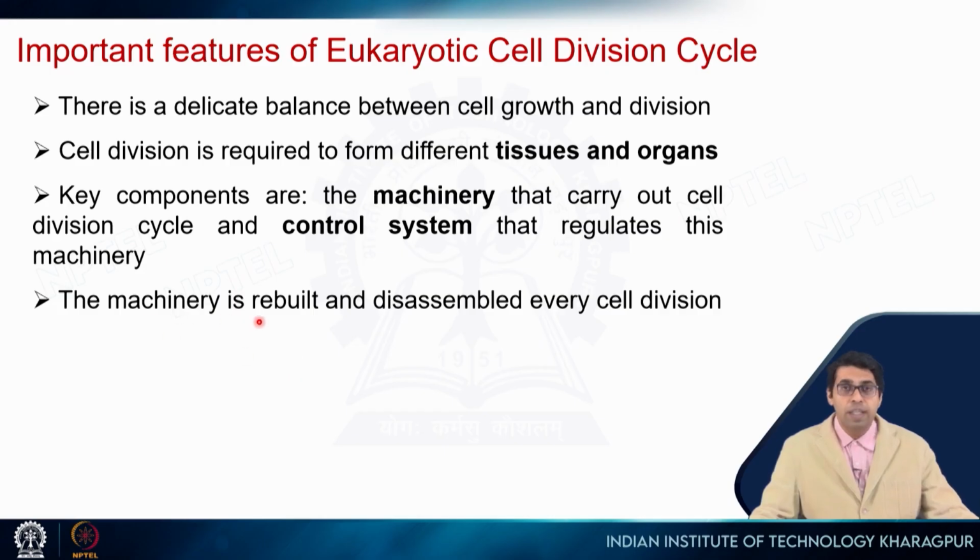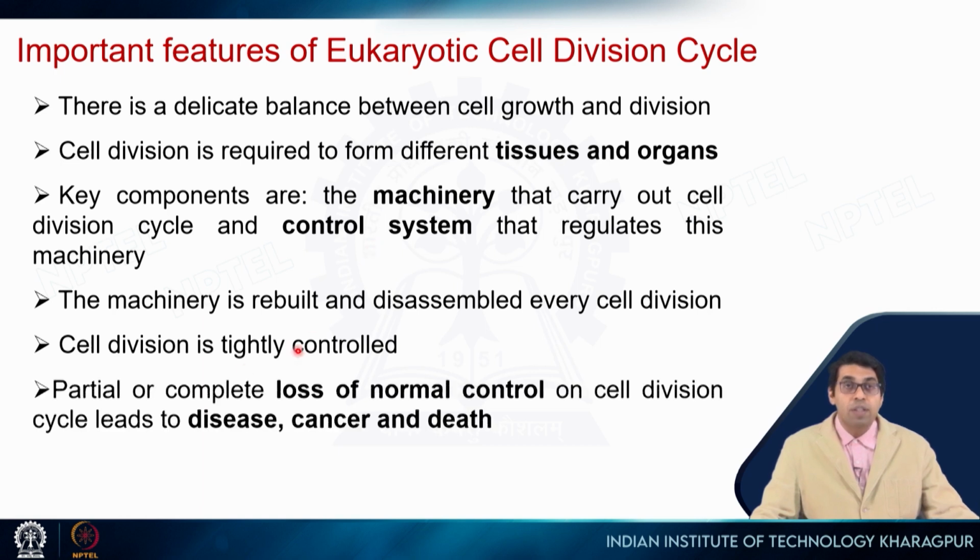We will look at this in detail. This machinery, we will see, is microtubules, kinetochores and other things. These are rebuilt and disassembled every cell division cycle, right. Once the cell cycle is complete, they are disassembled, and when again a particular cell commits to cell division, these will be rebuilt. And of course, cell division is tightly controlled by this control system, because if this control system is lost, then it can create diseases such as cancer.